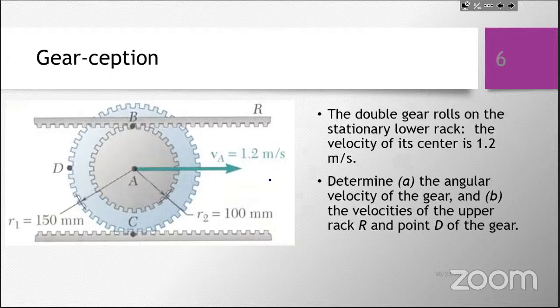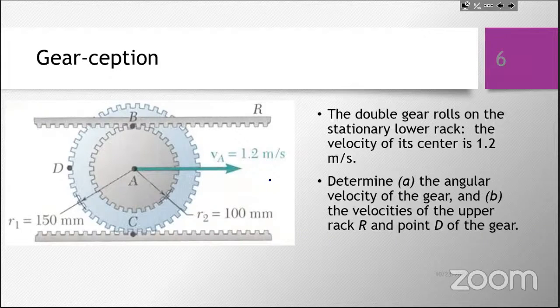So this is a gear inside a gear that rotates. The two things rotate, and then there's a rack here. The double gear rolls on a stationary lower rack. The lower rack is not moving. The velocity of the center of this, imagine this is a wheel, of this gear assembly, this whole thing is translating down the track with a velocity of 1.2 meters per second.